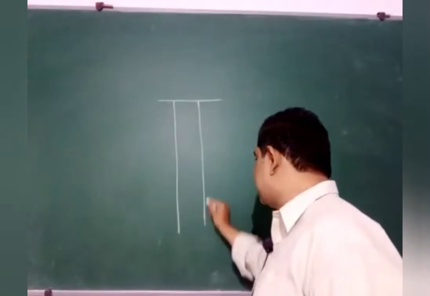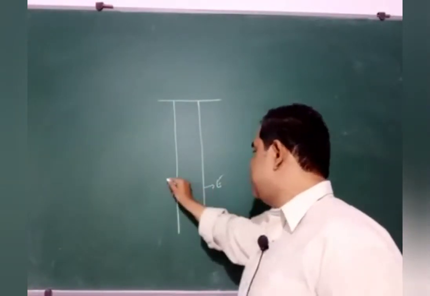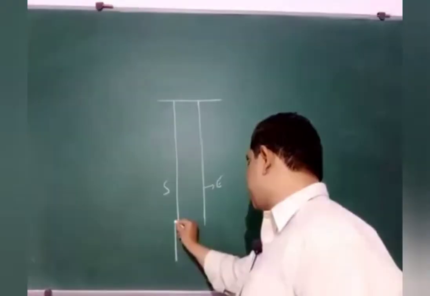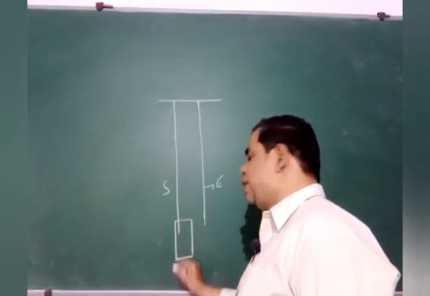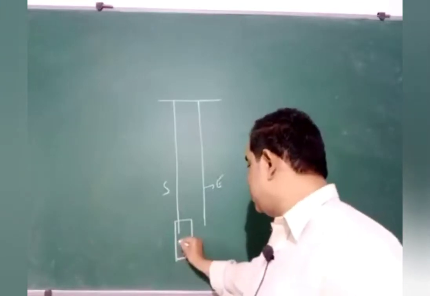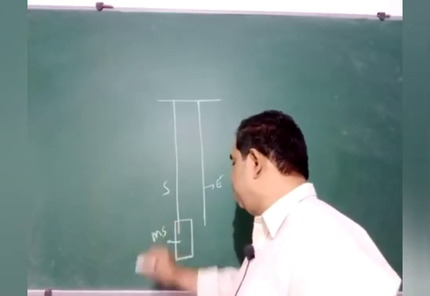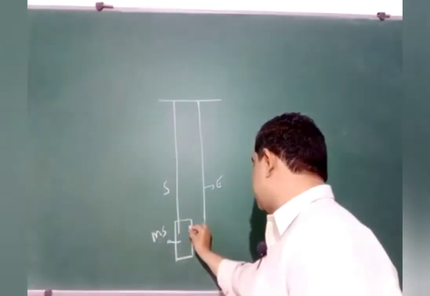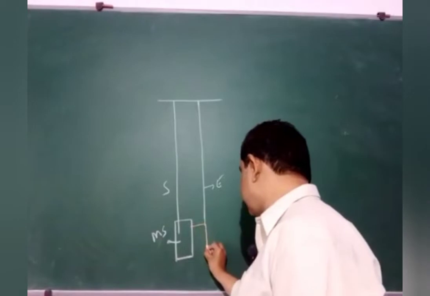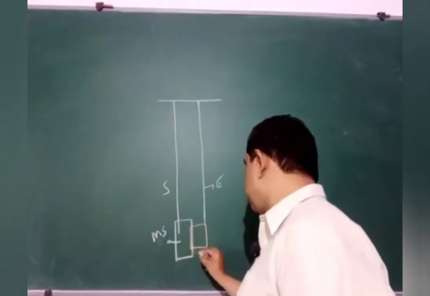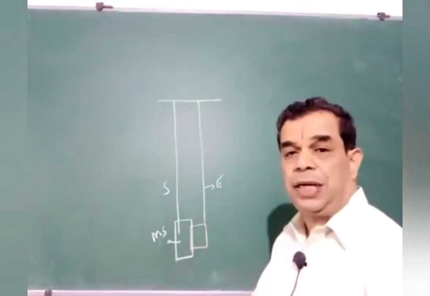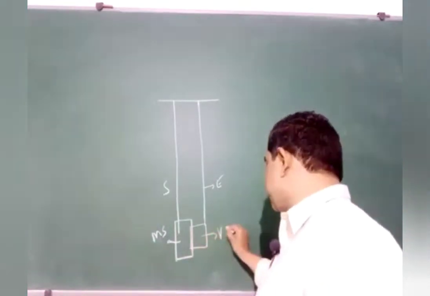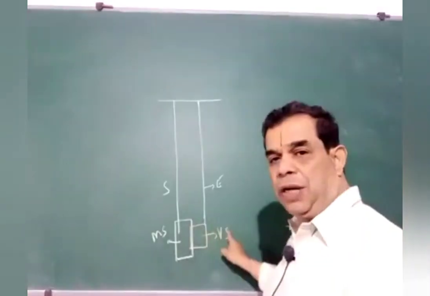Say if we take this as the experimental wire and this as the standard wire for reference, we fix a scale there, which we call the main scale. You learn it in the lab, main scale. And over this, there is another small scale that slides, which is attached to the experimental wire. This is called the vernier scale. Main scale and vernier scale.